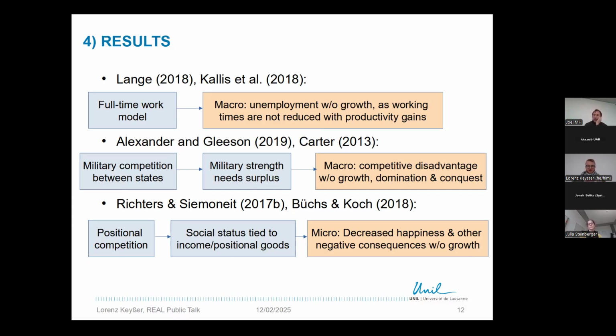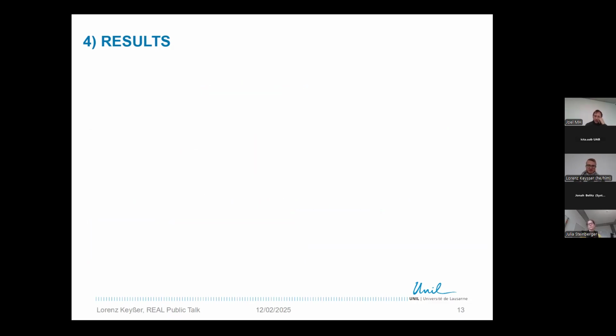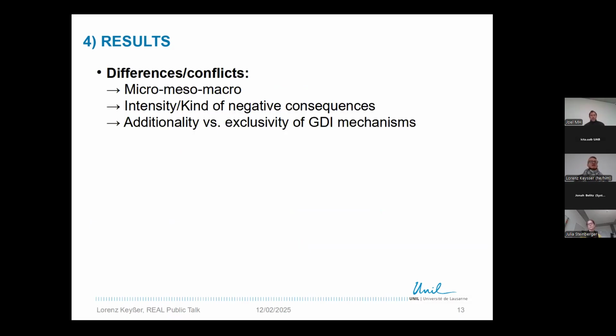Cool. This is just to give you a short presentation of the variety of mechanisms that we found. There's, of course, tons more in the paper. Now to the aspect of differences and conflicts. So the first thing that we found is, as you already noticed, maybe, there's a lot of different levels going on between micro, so on the firm and individual level, for instance, meso and macro levels. So where the lack of growth actually happens, and also where the negative consequence happens.